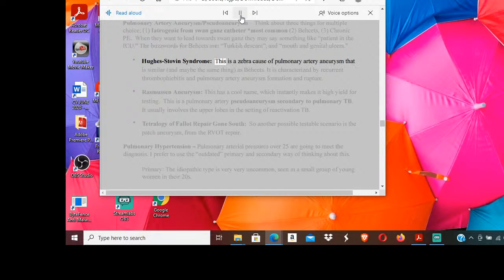Hughes-Stovin syndrome. This is a zebra cause of pulmonary artery aneurysm that is similar, and may be the same thing, as Behçet's. It is characterized by recurrent thrombophlebitis and pulmonary artery aneurysm formation and rupture.